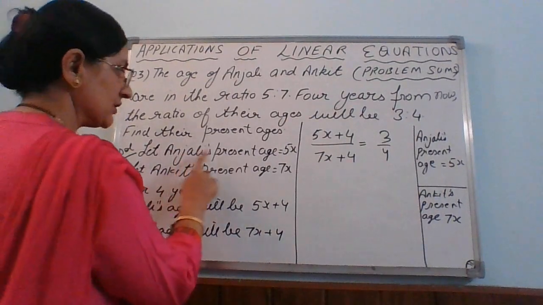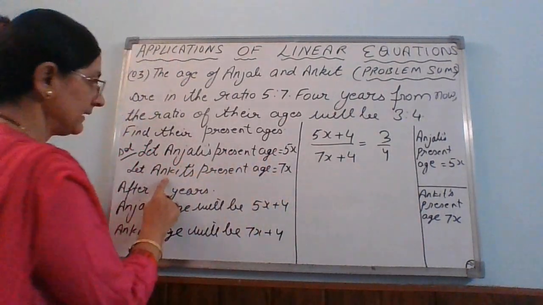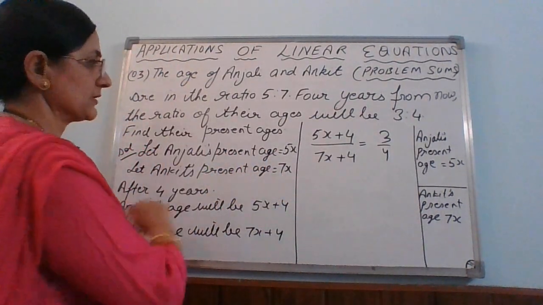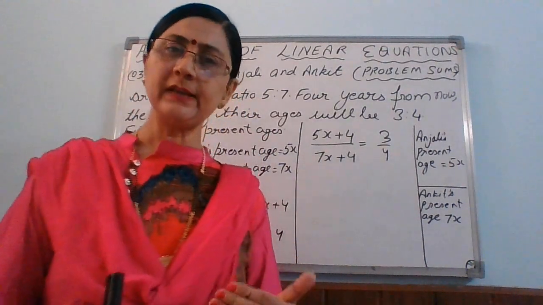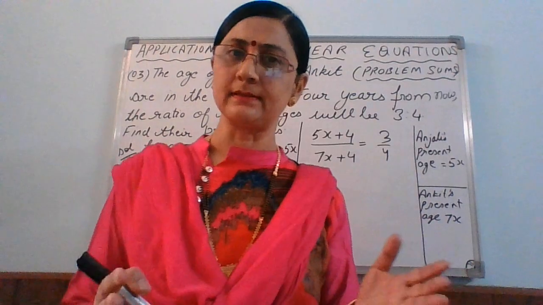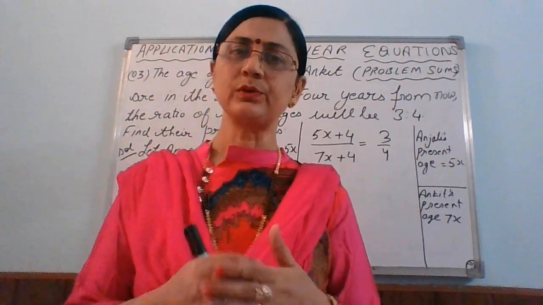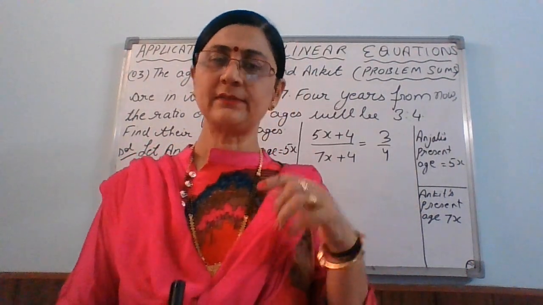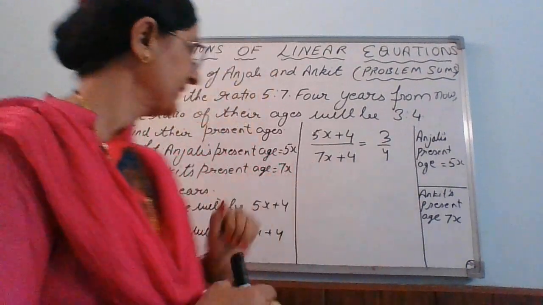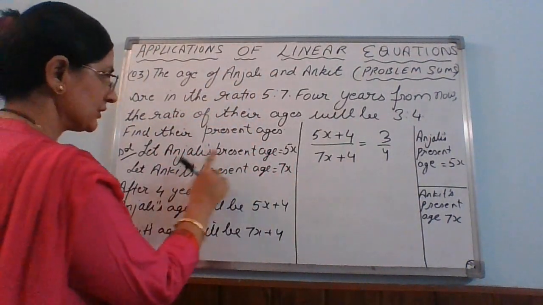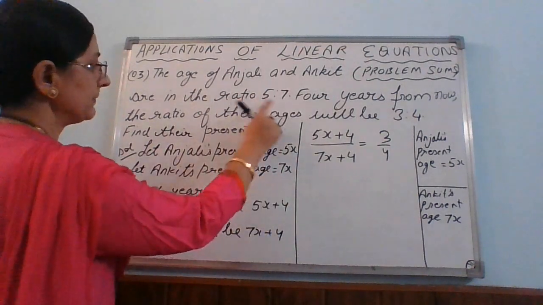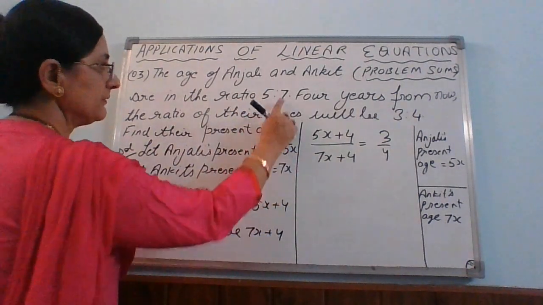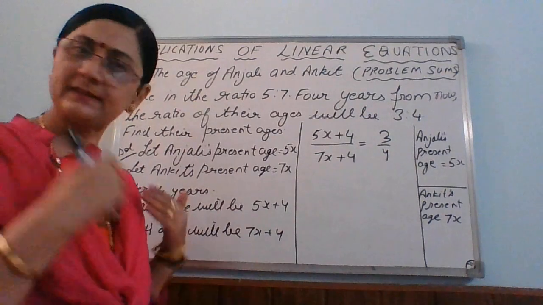Let Anjali's present age be 5x and Ankit's present age be 7x. Why? Because they have ages in the ratio 5:7. When we have ages and the comparison is in ratio, we just put x there. If it is 5:7, then 5x and 7x, right? So I hope it's clear. Anjali's present age will be 5x, Ankit's present age will be 7x because their present ages are in the ratio 5 and 7.